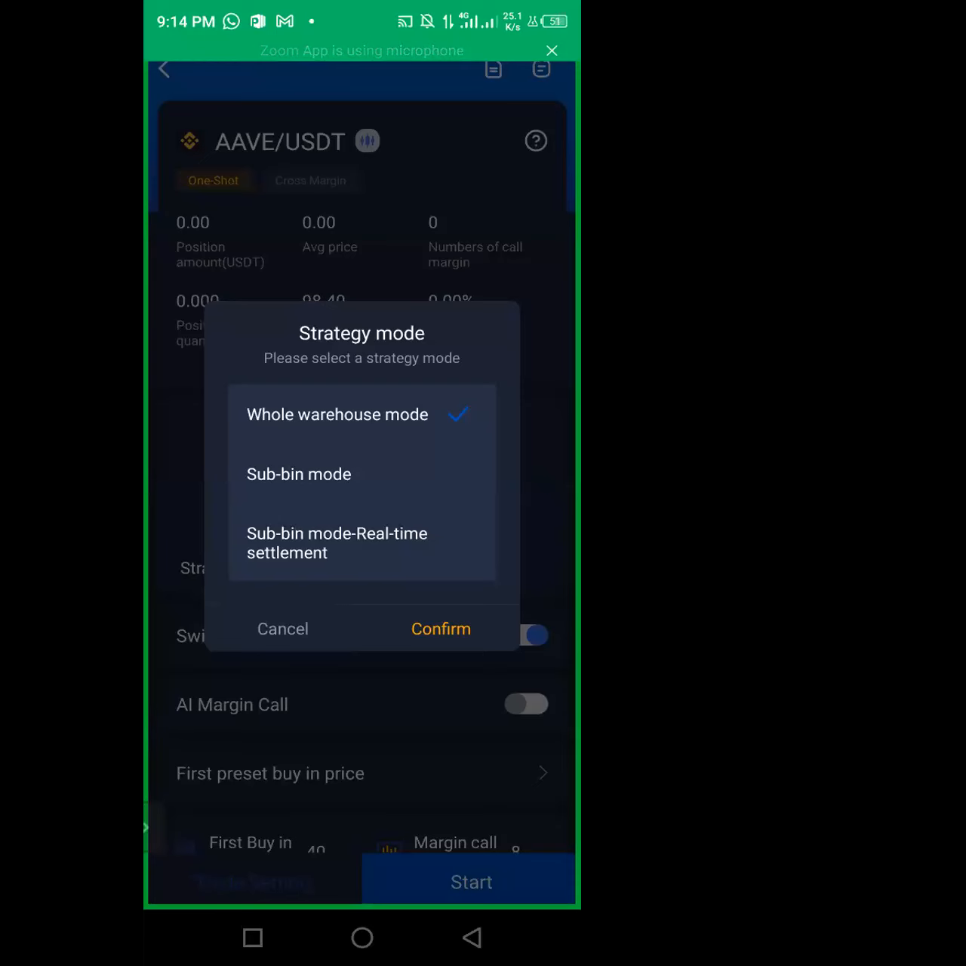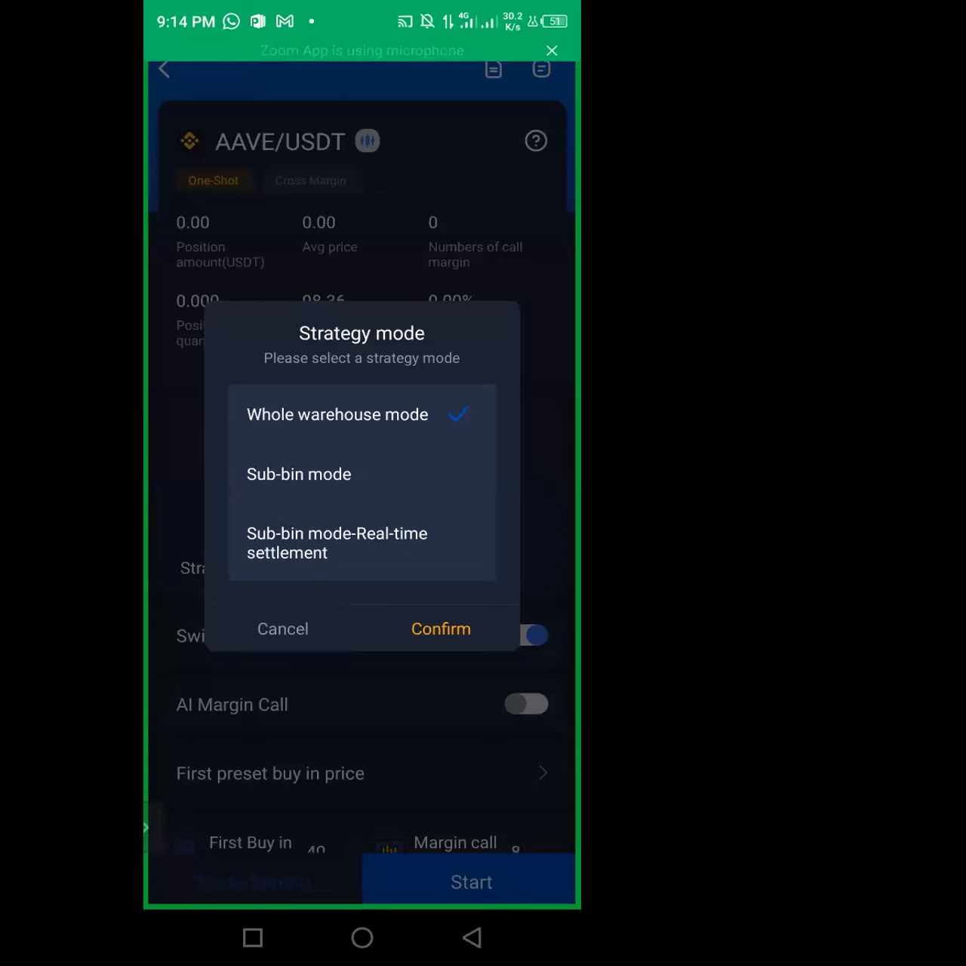He sells all of them as one. He sells them as a whole. So whether he bought any bag of rice at 10,000, at 20,000, at 30,000, or at 40,000, he will sell them when the price of rice increases to 60,000. He will sell everything as a whole. That is the strategy mode for whole warehouse mode.